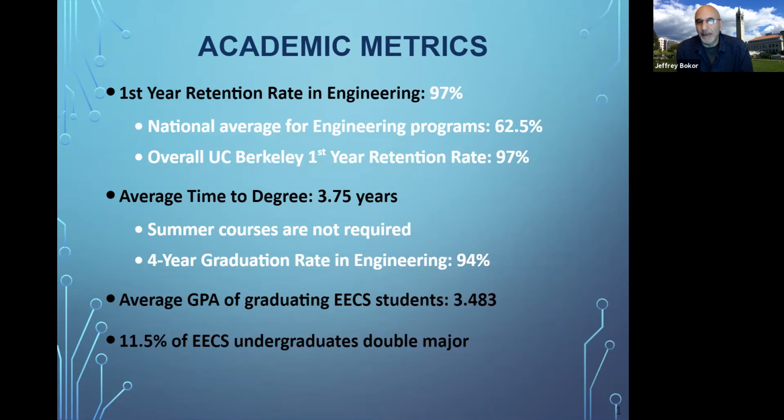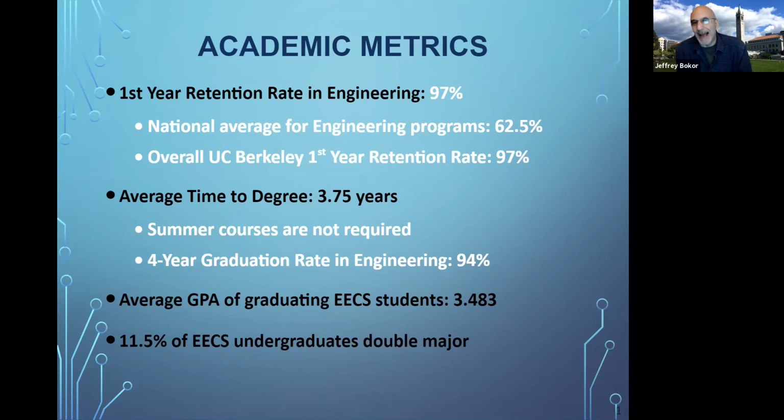The campus has a first-year retention rate of 97%. That means that 97% of the students who enter as freshmen stay on and go on to their sophomore and junior years. The average time to degree is actually slightly under 4 years. Some students take extra classes or take courses in the summer. Summer courses are not required, but they are available. And the graduation rate is 94%.